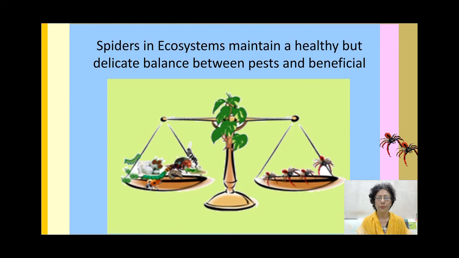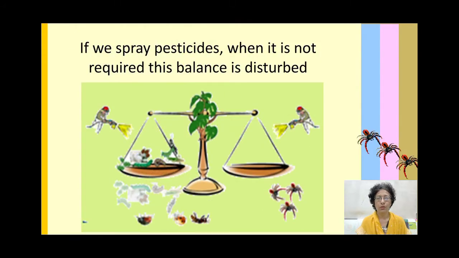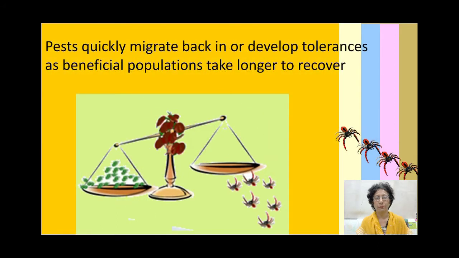produce. In the natural ecosystem, spiders play a major role in maintaining a healthy balance between pests and beneficials. It is a very delicate balance that is maintained by spiders by controlling the insect population. A large number of pesticides are used to control pests. Sometimes it is not required in that quantity and it disturbs the balance of the ecosystem.